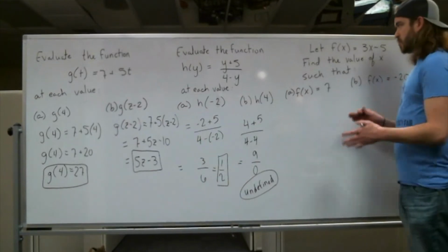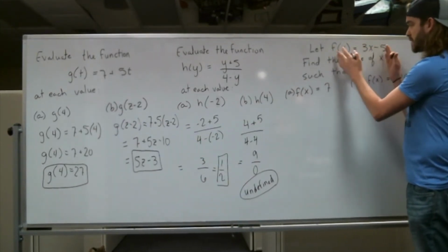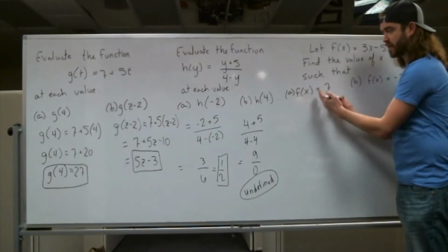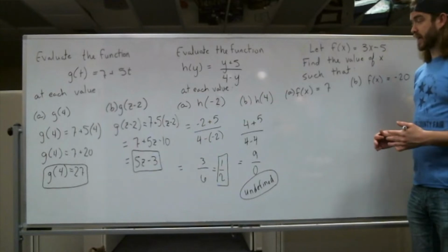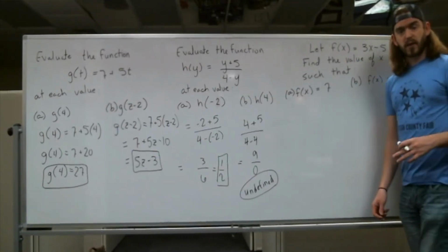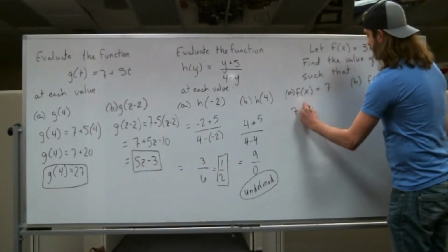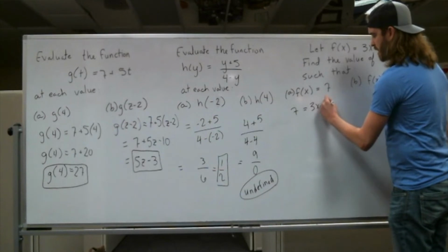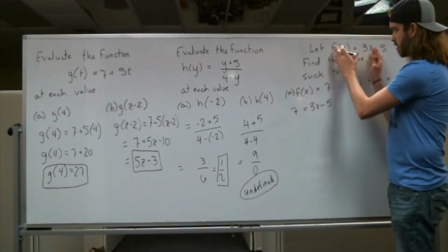Our final example is a little bit different. We are given f of x, we're given the function, we're actually given the f of x value. So instead of plugging this in for x, we're going to be plugging it in for f of x. And then we'll have to solve the equation. So we have 7 is equal to 3x minus 5. So you see that we replace f of x with 7 in our original equation.